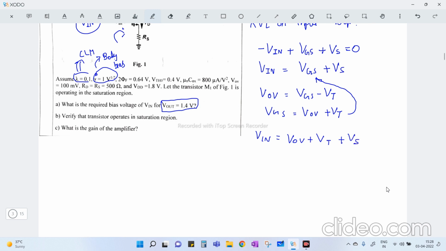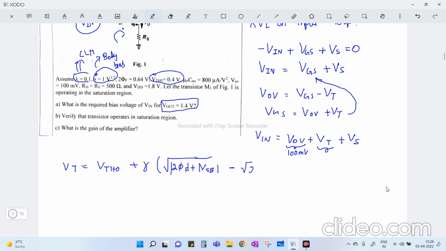So now let us start finding each and every term one by one. VOV is already given in the question, which is 100 millivolts, so we need not find. Threshold voltage is something we have to find. The question has given VTH0, not VTH. So VT is the threshold voltage which includes the body effect also: VTH0 plus gamma times square root of 2 phi f plus magnitude of VSB, minus square root of 2 phi f.